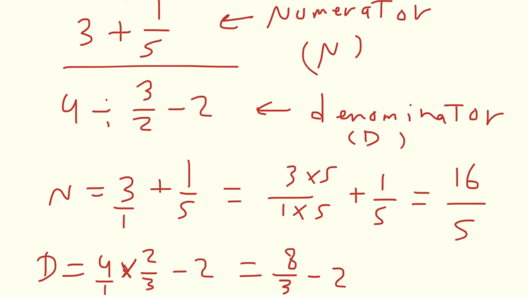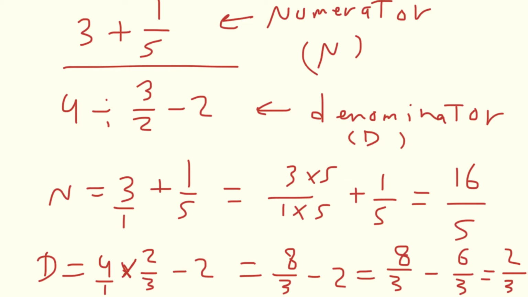When you subtract now, you must also have a common denominator. The denominator here is 3, but here the denominator is 1. This is actually 2 over 1, right? So you have to have a common denominator. You should write this as 8 over 3, and you should write the 2 as 6 over 3. And then the answer will be 8 minus 6, which is 2. So that will be 2 over 3.